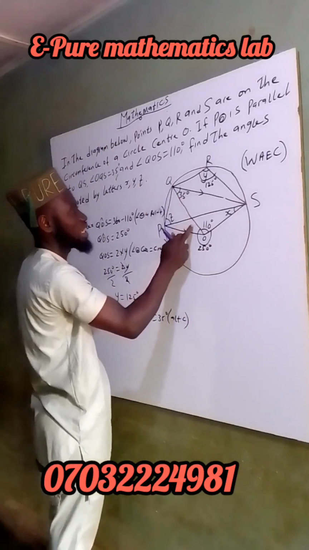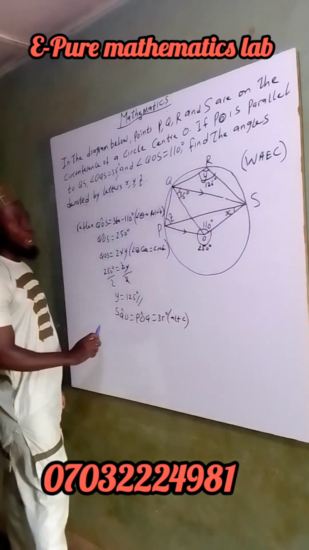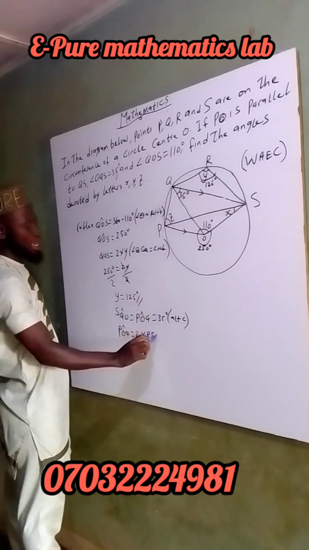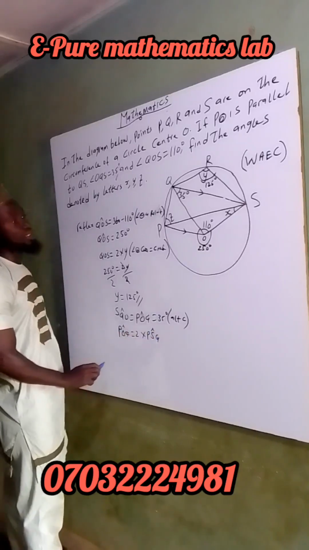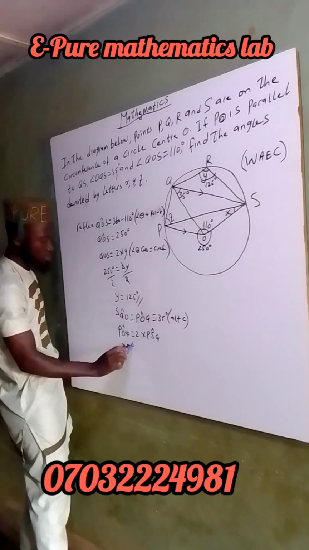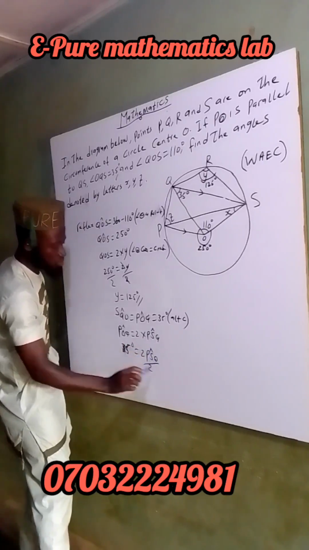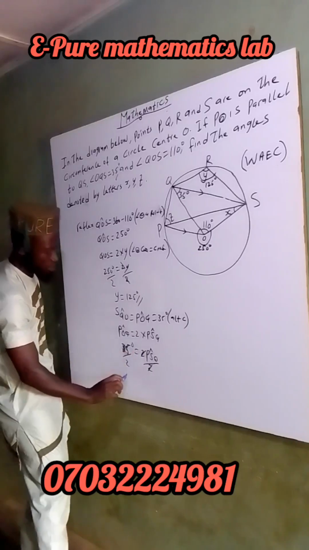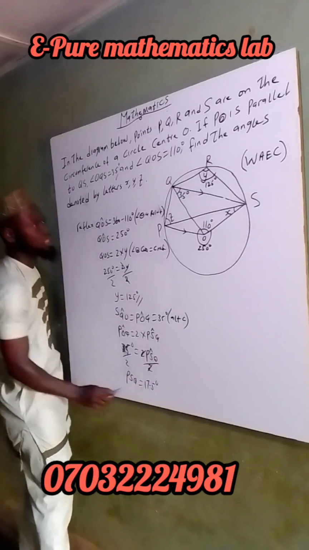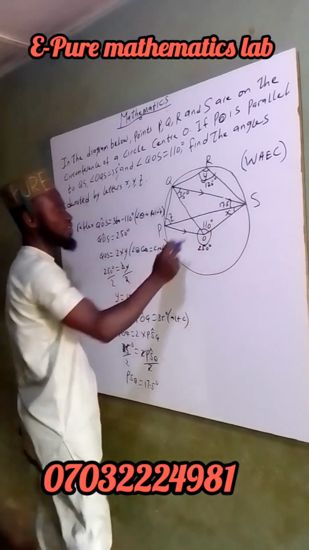Now I have determined the angle at the center, and I can determine PSQ. So I can say my POQ is equal to 2 times PSQ. So POQ, which is 35 degrees, equals 2 PSQ. We divide both sides by 2, then PSQ equals 17.5 degrees. So this is 17.5 degrees. Then I can determine the value of S in the triangle.